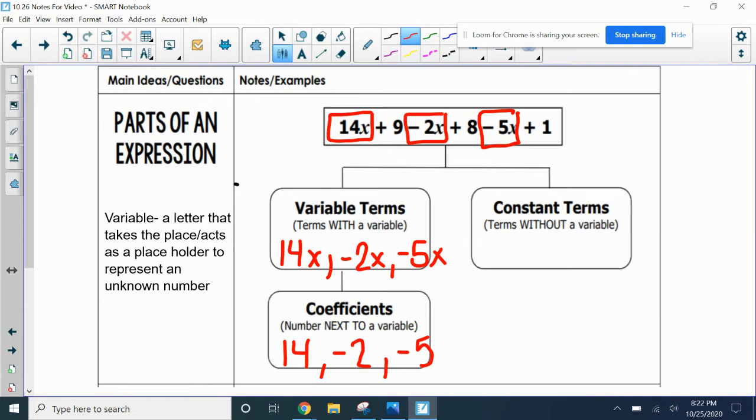Our constants are going to be your regular numbers that are not attached to a variable. So our constants, and let me leave that red. So these are our variable terms. And then if we wanted to go a step further, these were our coefficients for these parts. And then, let me switch our colors one more time. Our constant terms are those terms that do not have a variable attached. So we've got 9, 8, and 1.